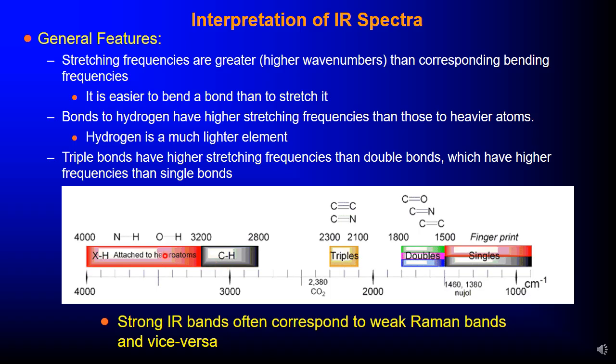And if we have a hydrogen connected to heteroatoms, for example oxygen, nitrogen, they'll absorb at even much higher wave numbers. So strong IR often corresponds to weak Raman bands and vice versa. So most of the compounds that are Raman inactive are IR active and vice versa.